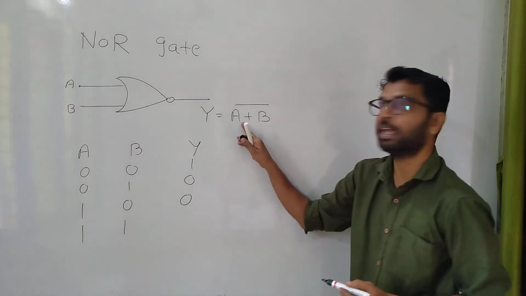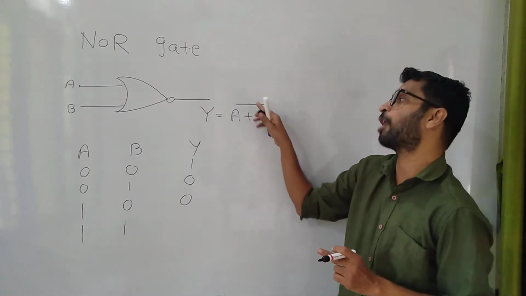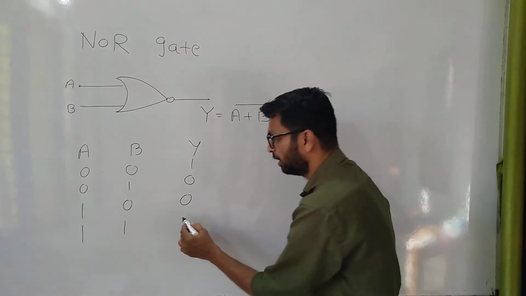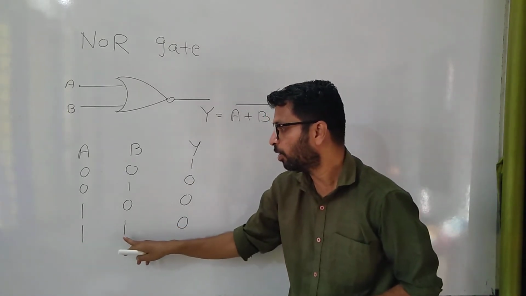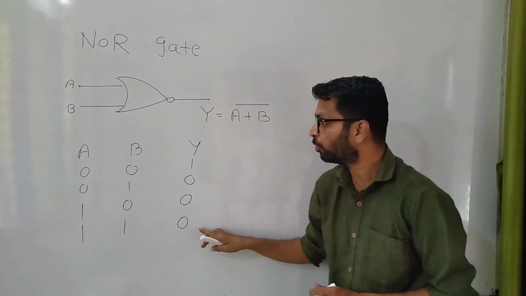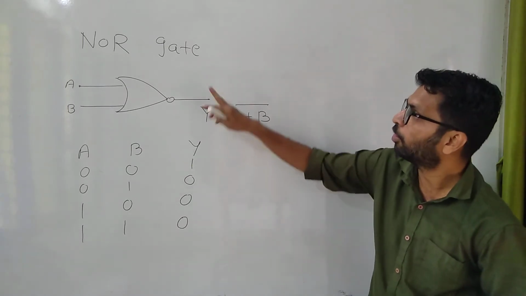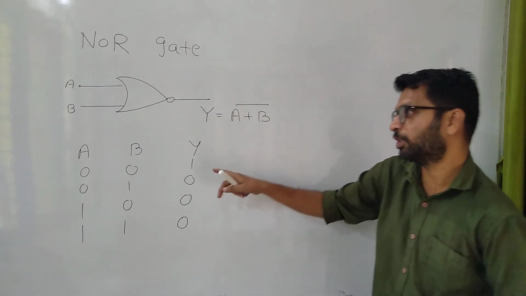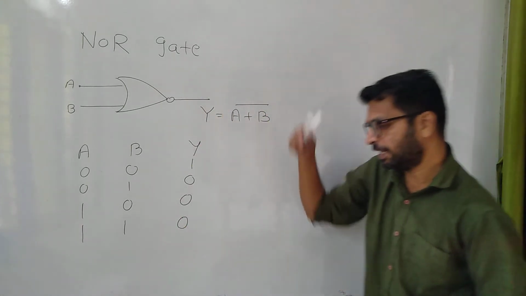1 plus 1, as I said, high voltage plus high voltage is equal to high voltage, but the bar of that is low, that is 0. So it means 1 plus 1 is equal to 1, but 1 bar is equal to 0. So this is the truth table of the NOR gate, which is opposite to the OR gate. And then we will learn the NAND gate.